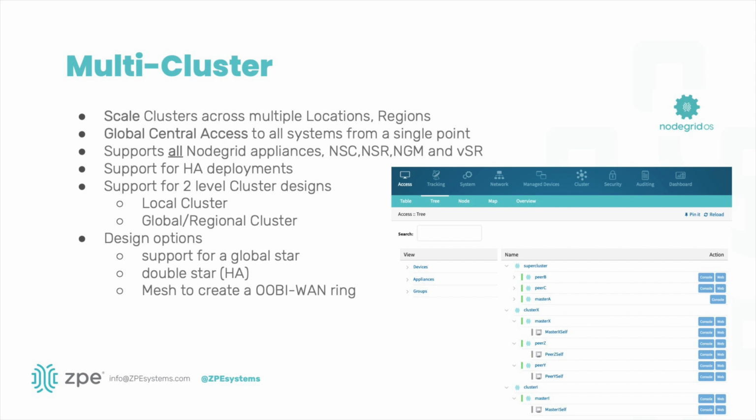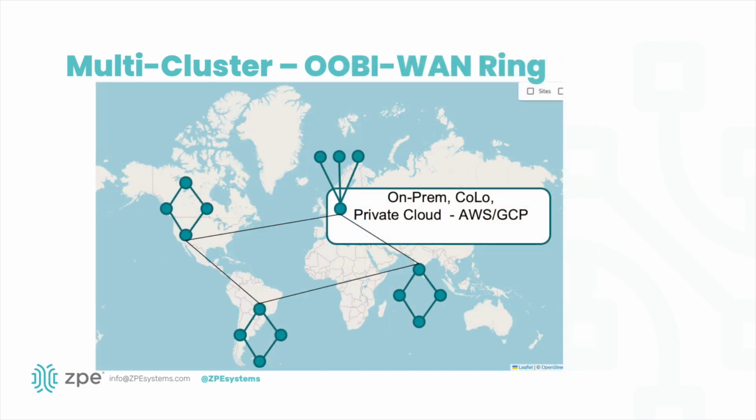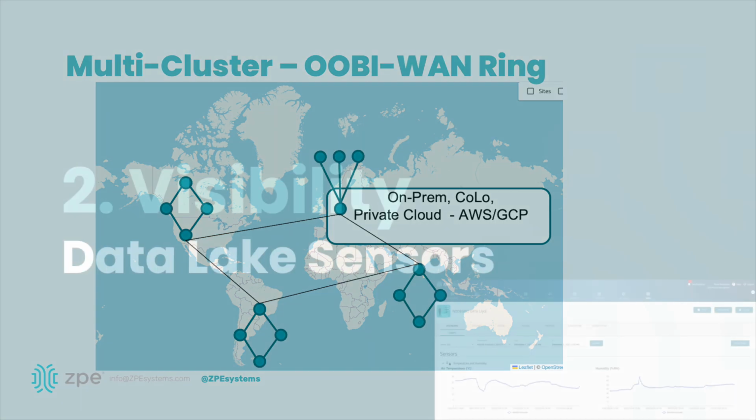The new design enables customers to deploy HA environments. In general, it allows the design for a 2-level cluster environment, supporting as well a global star deployment, as well as a global mesh to create an out-of-band WAN ring, as we have presented in the network automation blueprint.